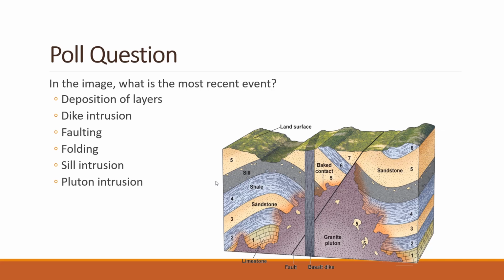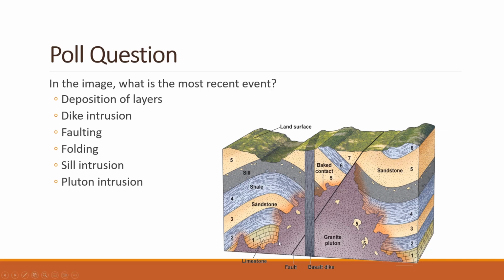Would it be the deposition of the layers, the dike intrusion? The dike, by the way, is this thing. The faulting, which is represented by this black line. The folding, which is the bending here. The sill intrusion, which is this one here. Or the pluton intrusion, which is the purple thing. So which one of these would have been the most recent event? The one that's on top of all of them. That would be the dike.